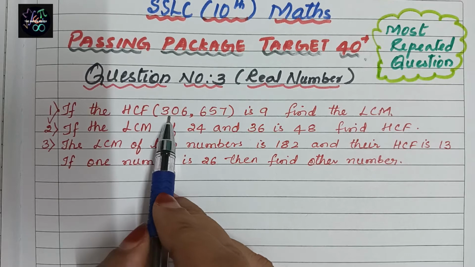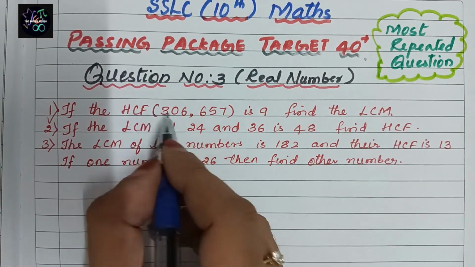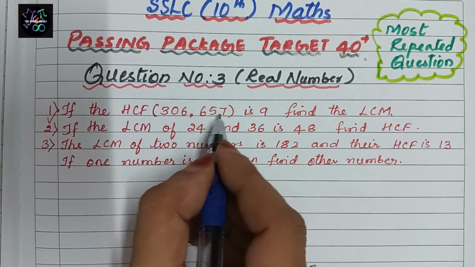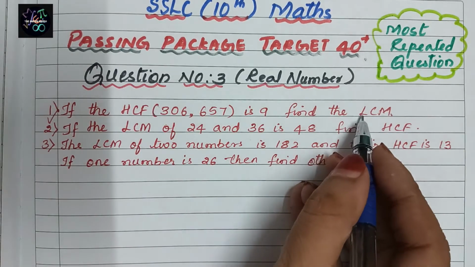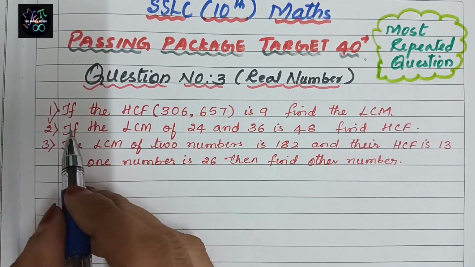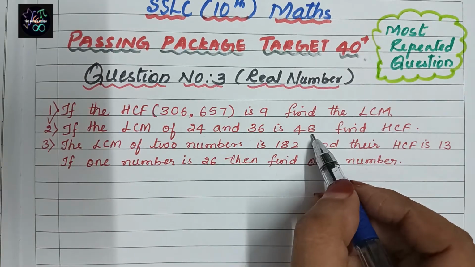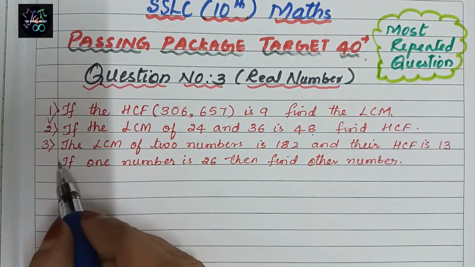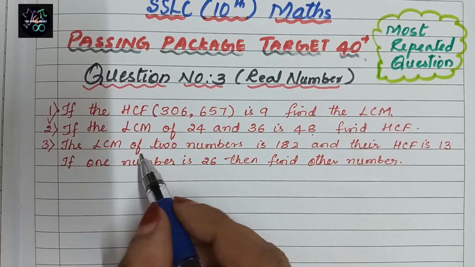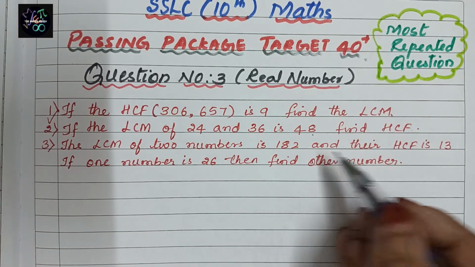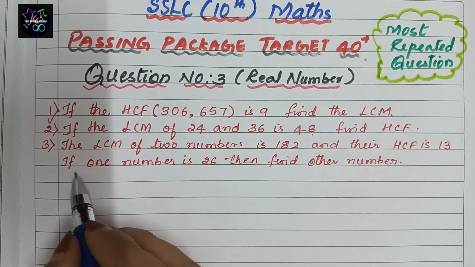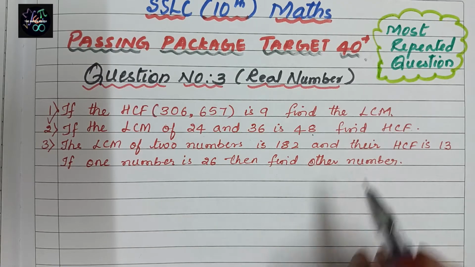If the HCF of 306 and 657 is 9, find the LCM. Another question: if the LCM of 24 and 36 is 48, find the HCF. And the third question: the LCM of two numbers is 182 and their HCF is 13. If one number is 26, then find the other number.